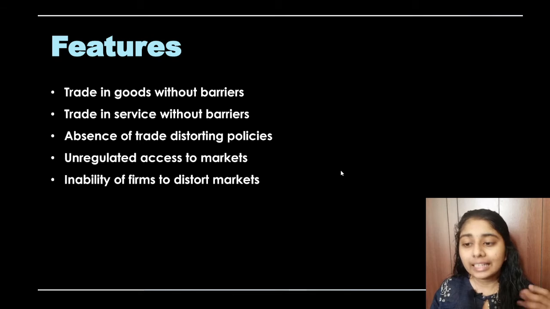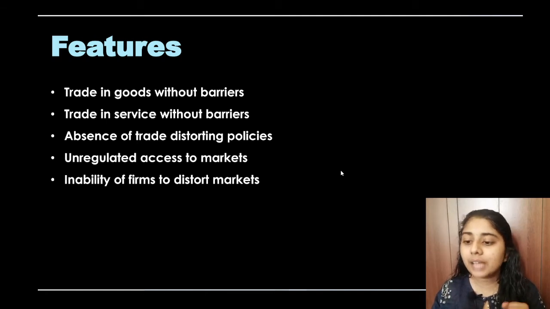First one is trade in goods without barriers. So one country can export or import goods to our country without any barriers. Then comes trade in services without barriers. So services are also freely traded. There is no restriction on exporting or importing services. Then absence of trade distorting policy. So in free trade, the country will not have any restriction on import or export of goods and services, and there will be no distorting policies on trade.